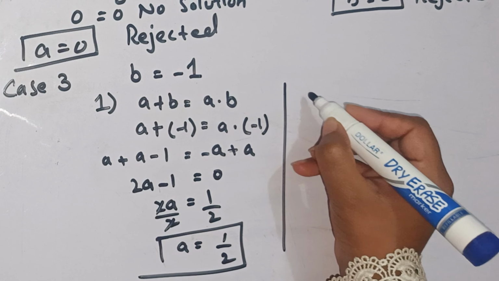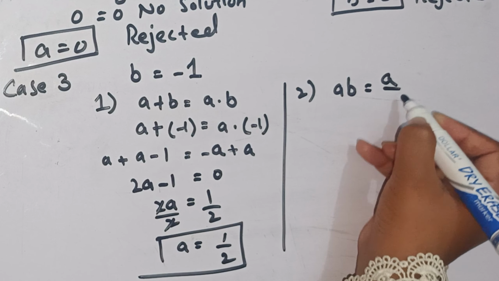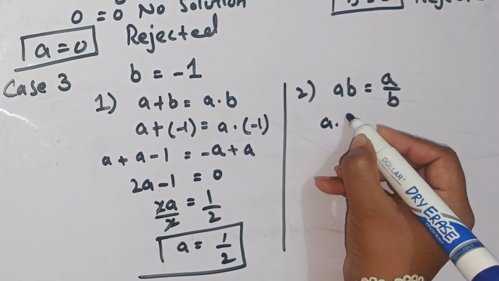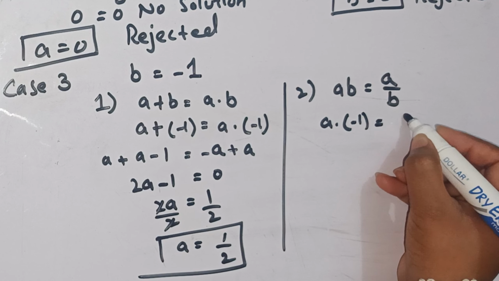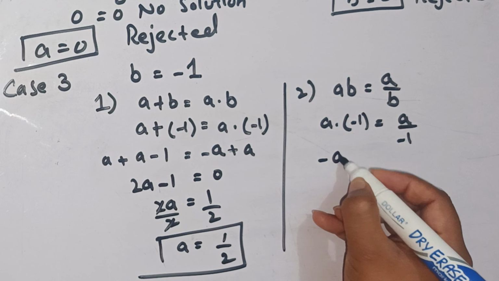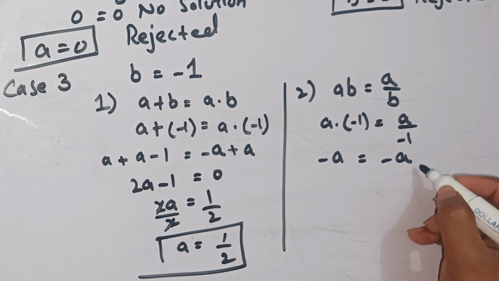Now we take equation 2. This is the product ab is equal to a over b. So b is negative 1, so we have a times negative 1 is equal to a over negative 1. Simplify this. So we get negative a is equal to negative a. This provides no solution.